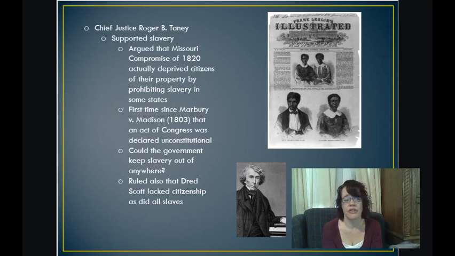And as you can imagine, that upset many Northerners. It also ruled that Dred Scott lacked citizenship, as did all slaves. So in the end, Chief Justice Taney said that Dred Scott could not even bring a case in the federal court system because he was not a citizen.